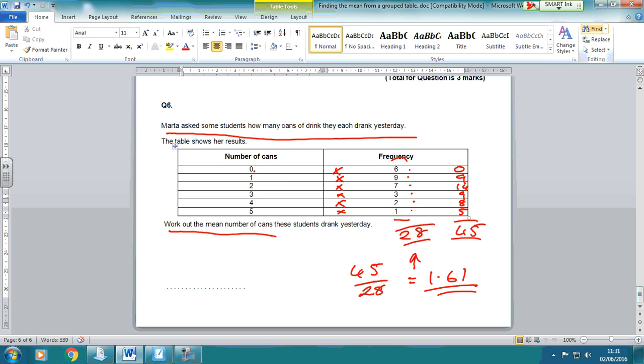1.61, so the majority of the data is here. So 1.61, yeah, is in the middle. So yeah, again, we're happy enough with that.